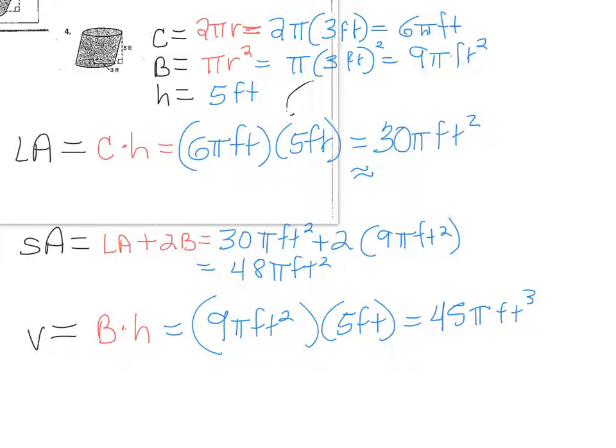Did you get these answers? The circumference is 6 pi feet. The area of the base, which is a circle, is pi r squared, and the radius is 3, so it's 9 pi square feet. And the height is 5 feet. Then the lateral area is the circumference, which is 6 pi feet, times the height, which is 5 feet. And that'll give you 30 pi square feet.